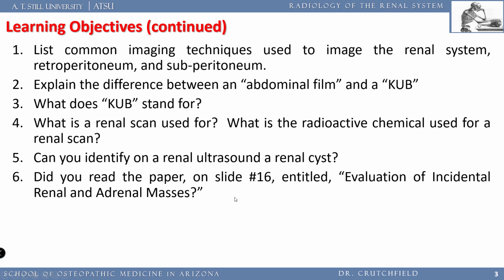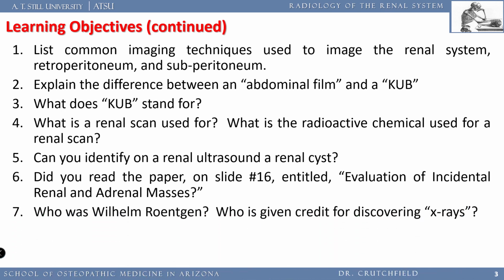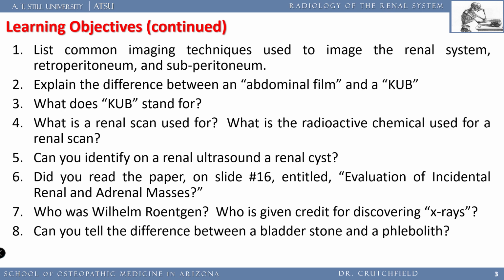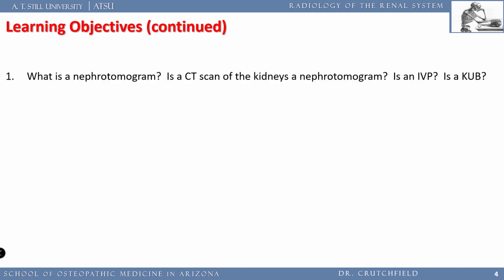You might as well read this paper now because we're going to talk about incidental adrenalomas in the endocrine course that you take next year, and to understand how the adrenals and the kidneys, which are adjacent to one another anatomically, how they can appear sometimes together as one unit on a CT scan. Who was Dr. Röntgen, and who's given credit for discovering x-rays? Was it Röntgen or was it Tesla? Can you tell me the difference between a bladder stone and a phlebolith?